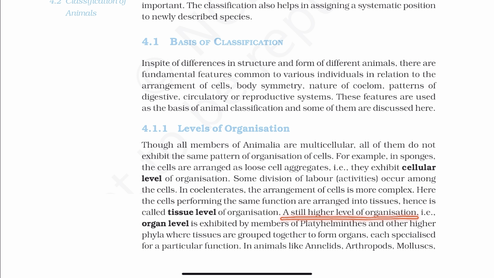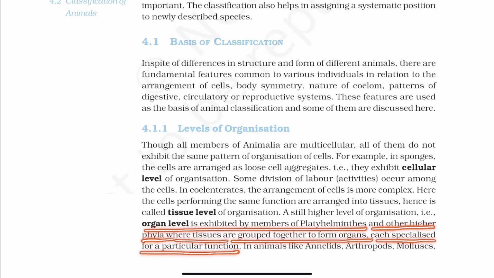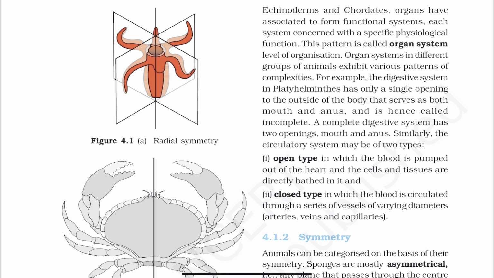A still higher level of organization, that is organ level, is exhibited by members of Platyhelminthes and other higher phyla, where tissues are grouped together to form organs, each specialized for a particular function. In animals like annelids, arthropods, mollusks, echinoderms, and chordates, organs have associated to form functional systems, each system concerned with a specific physiological function. This pattern is called organ system level of organization. Organ systems in different groups of animals exhibit various patterns of complexity.